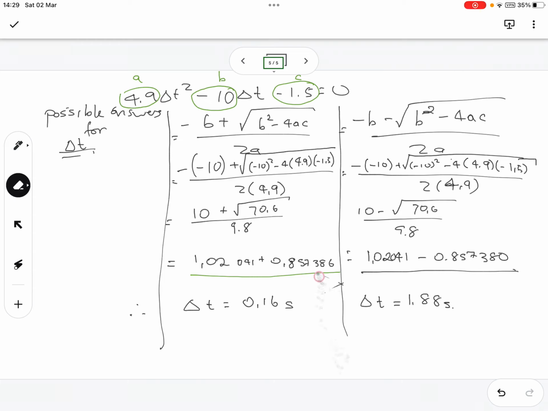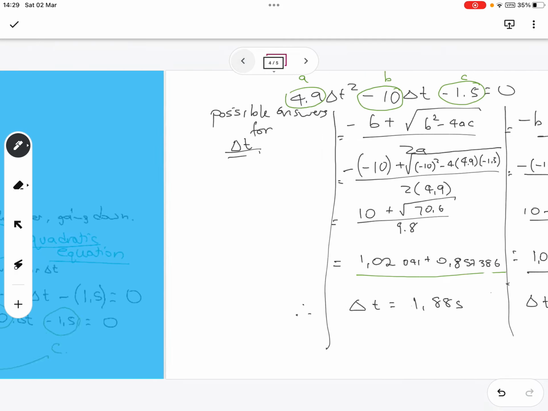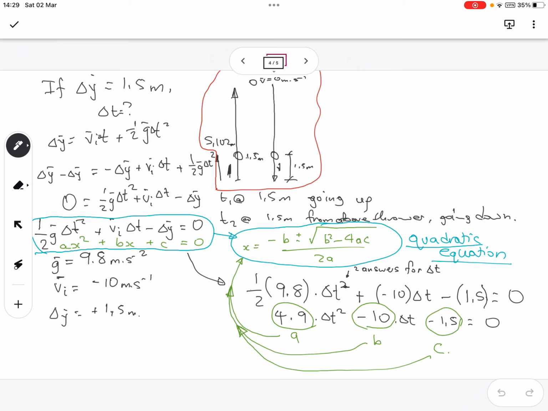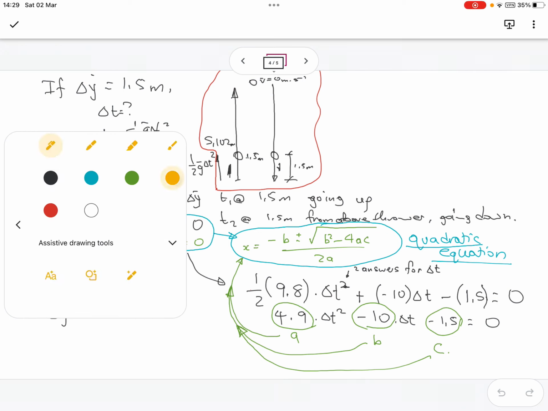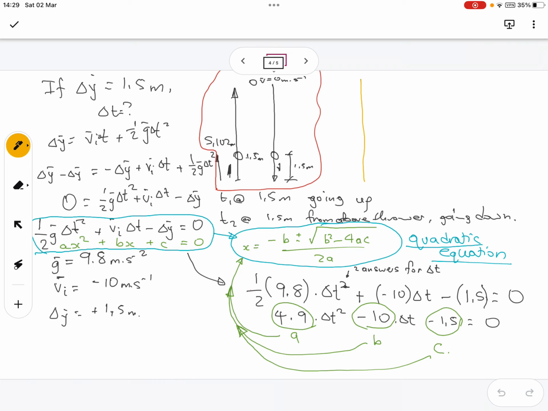Right. Now, this should be the other way, but it's fine. Should be 1.88 seconds or 0.16 seconds. Now, remember the time it takes to travel up. The time it takes to travel up, right?